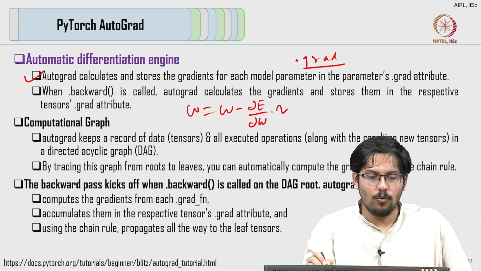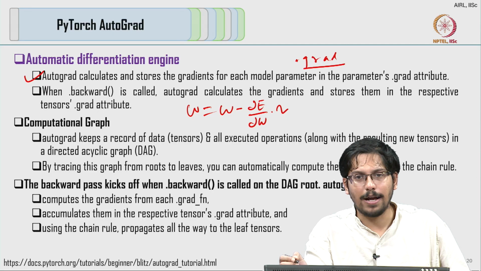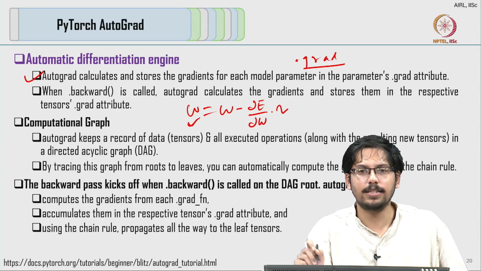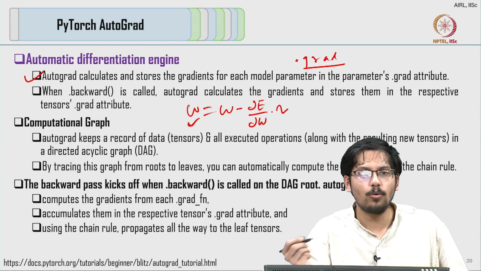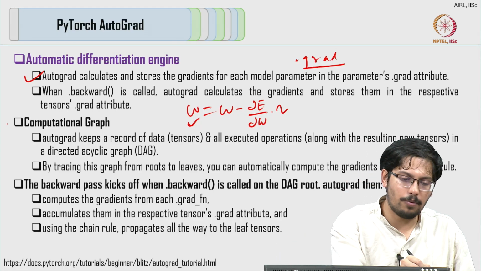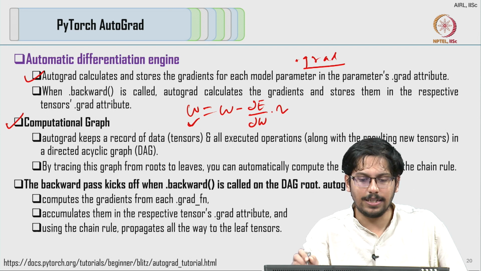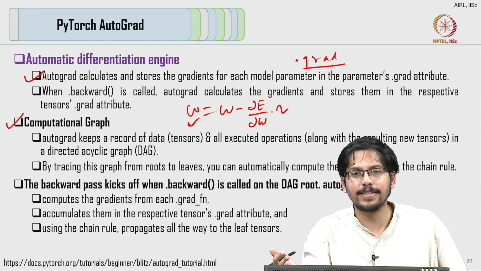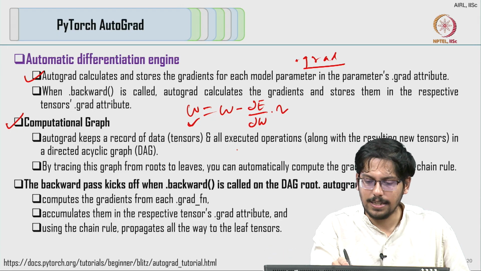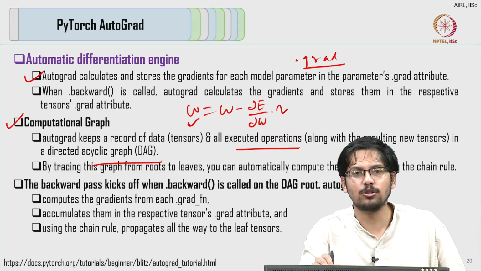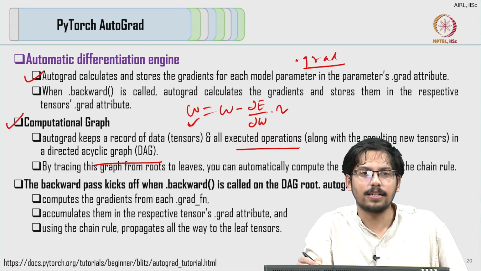Now essentially when we do dot backward, the weights are updated for each weight in the neural network. Now how it does this is essentially by trying to come up with a computational graph. Autograd keeps the record of the data tensors and all the executed operations. Once it has a record of these operations, it defines a graph which is known as a directed acyclic graph.